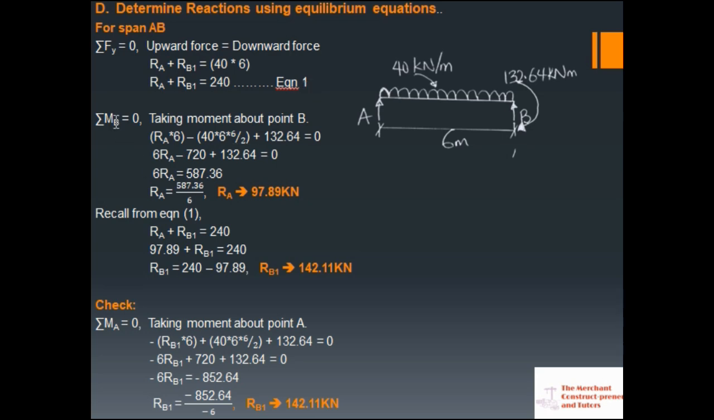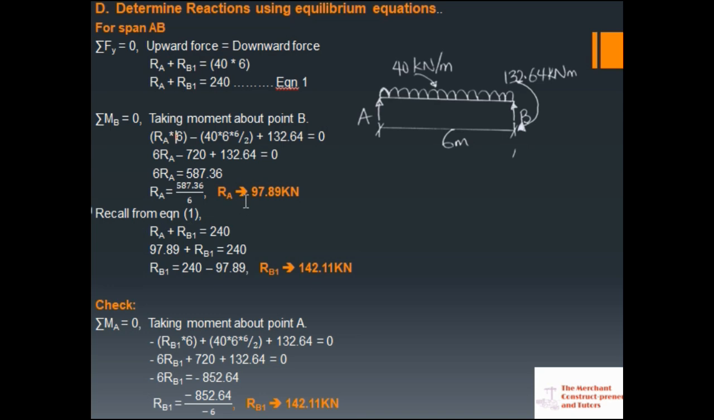So taking moment, summation of moment about point B equals 0. Clockwise moment is positive, anti-clockwise is negative, which is what I consider here. So I have RA going towards B in a clockwise manner, multiplied by 6. That is why you have this here. Then this other portion, the 40 coming towards B, is anti-clockwise, so you have a negative sign: 40 multiplied by 6 times 6 over 2. Our moment at B is clockwise, so plus 132.64 equals 0. Manipulating this, you have RA as 97.89 kilonewton.